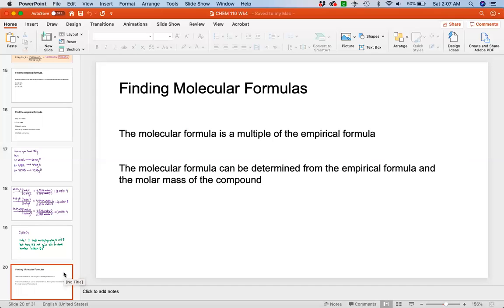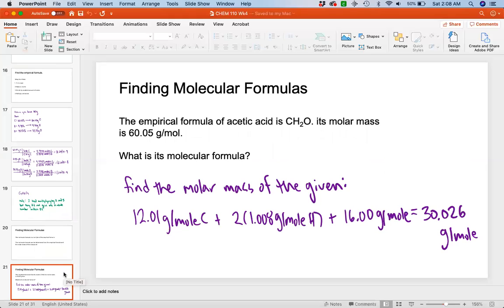If we think about finding molecular formulas, we know the molecular formula is a multiple of the empirical formula, and the molecular formula can be determined from the empirical formula and the molar mass of the compound. So, the empirical formula of acetic acid is CH2O, and its molar mass is 60.05. What is its molecular formula? Well, in order to do this, we have to find the molar mass of the given, which is 12.001 grams per mole carbon, plus 2 times 1.008 grams per mole hydrogen, plus 16.00 grams per mole oxygen, which equals a total of 30.026 grams per mole.